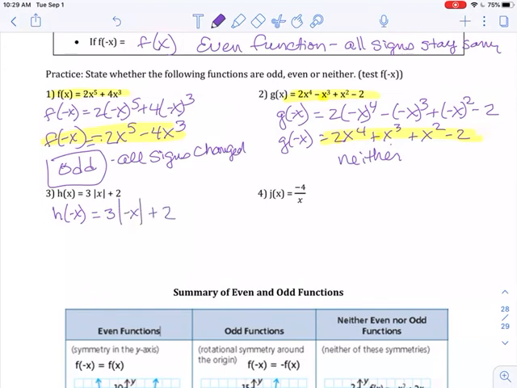H of negative x: 3 times negative x, but that's in an absolute value. So the absolute value of negative x is positive x. So I can see that if I'm comparing this and this, all the signs stayed the same, therefore this is even.